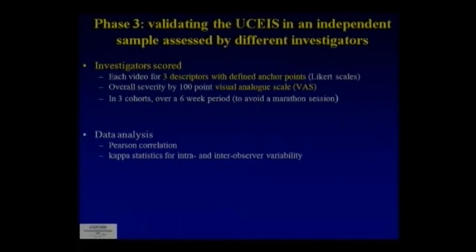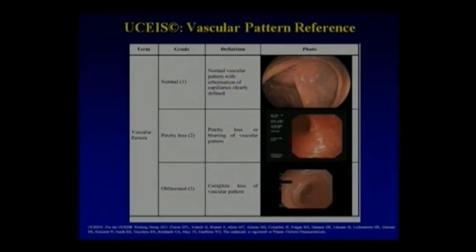And they were given anchor points, they had their visual analog scale, and we validated this score. And these are just three slides of what they were. So the vascular pattern with three levels of severity. Normal is clearly normal, but the definitions are really important to my mind, because those are what we were agreeing.